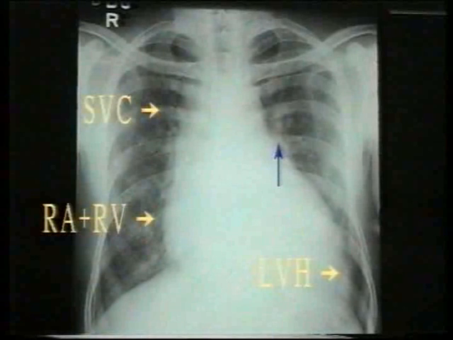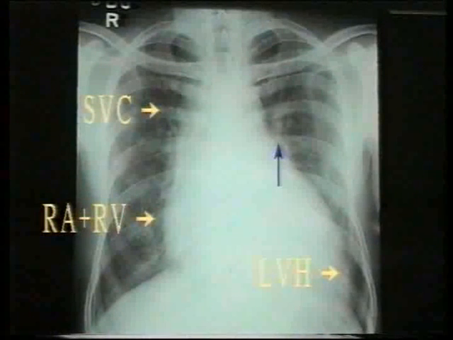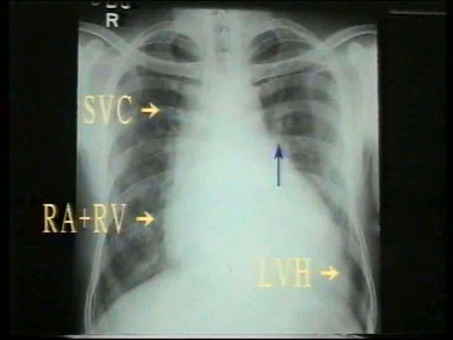In this X-ray, the blue vertical arrow points to the prominent upper zone vessels. The left heart border is straight and shows left ventricular hypertrophy. The right heart border shows dilatation of the right atrium and ventricle, and in its upper portion, dilatation of the superior vena cava, seen as a widening of the mediastinum on the right. Dilatation of superior vena cava is a sign of right heart failure.